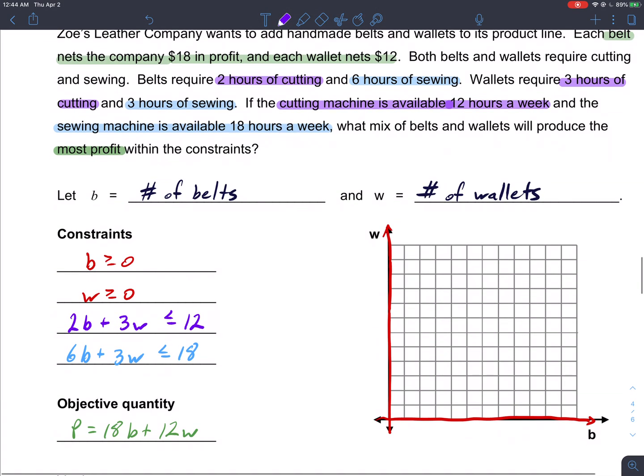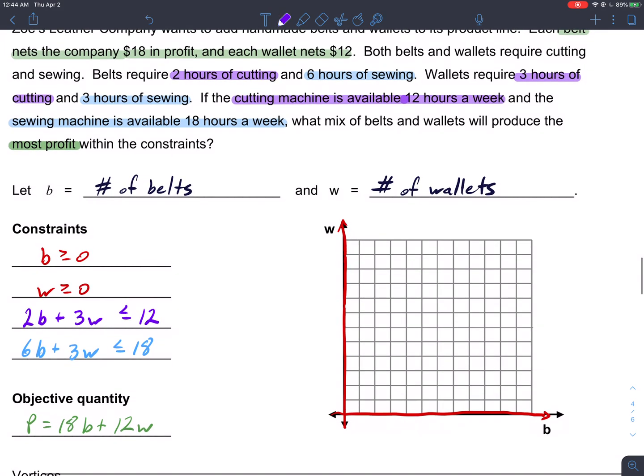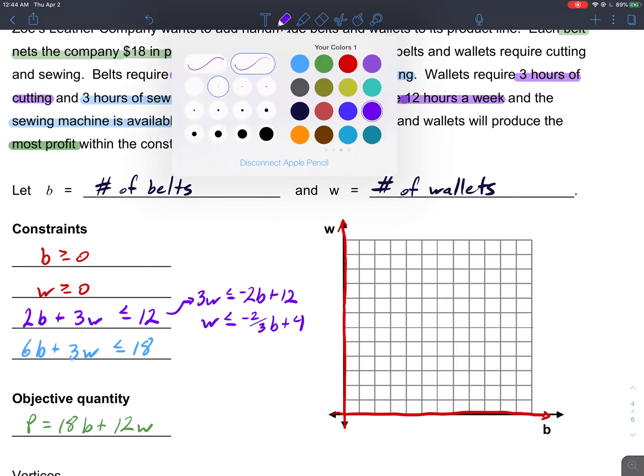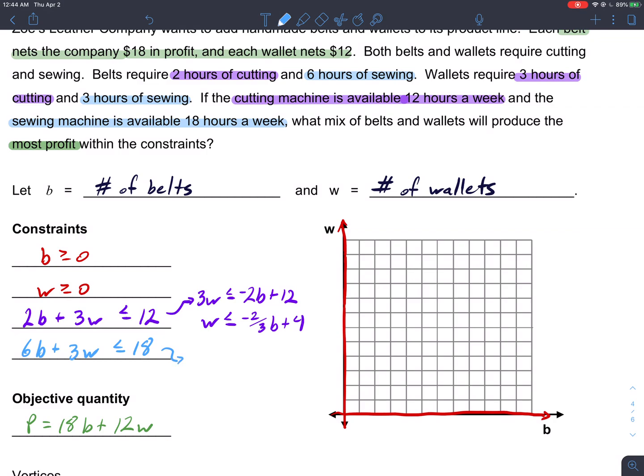So if I want W on the y-axis, then I'm going to take each of these constraints and solve for W. If I solve this one, 3W is less than or equal to negative 2B plus 12, and W is less than or equal to negative 2/3 B plus 4. And if I take the other one, 3W is less than or equal to negative 6B plus 18, which means W is less than or equal to negative 2B plus 6, right? All right, so I've got the two red ones already drawn.